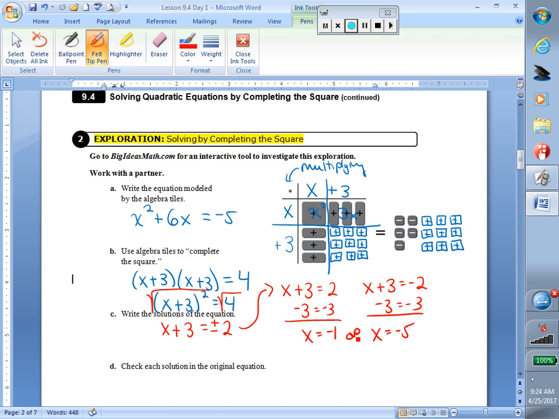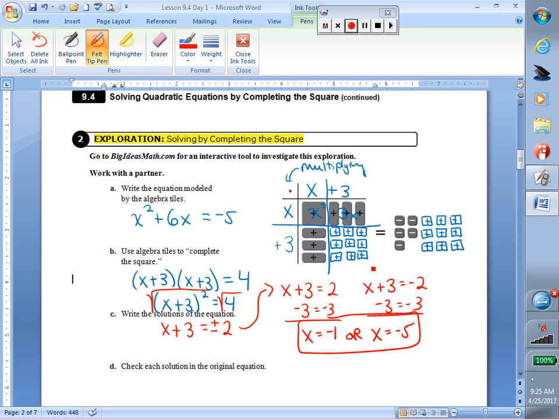Or x equals negative 5. Now, I know some are thinking, Miss Golly, that whole algebra tiles thing, I'm not real sure on that. I'm not real sure with working with those boxes and those tiles. Again, don't worry about the algebra tiles. I wanted to show you this process so you could actually see why it's called completing the square.